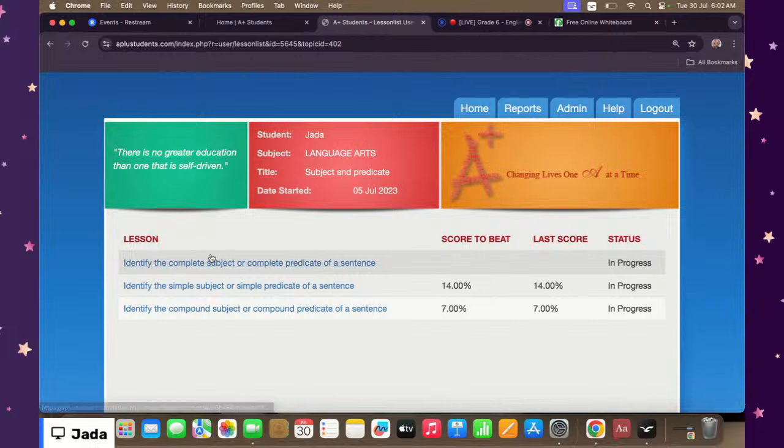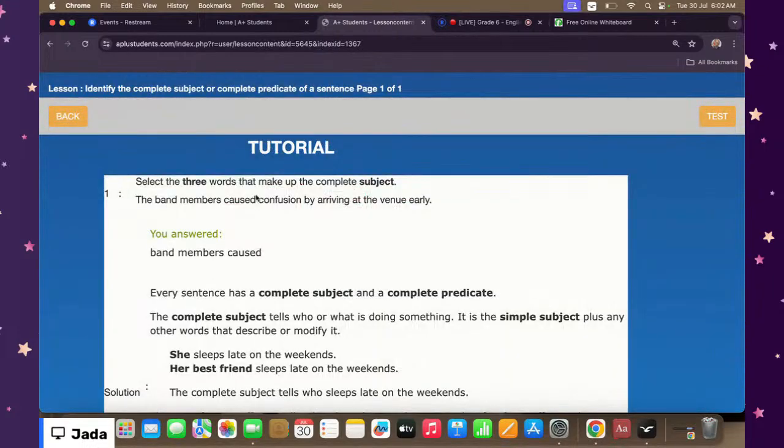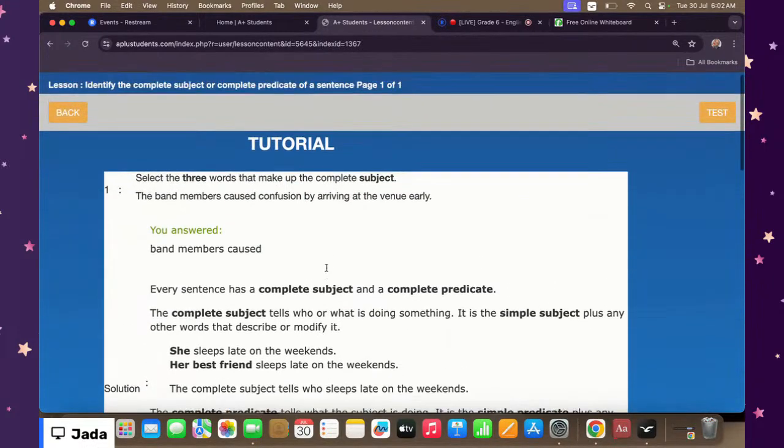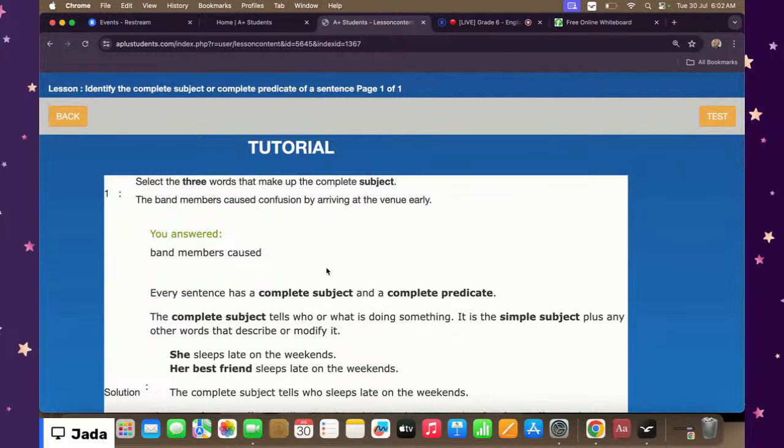Hi, everyone. So, we'll start with the first lesson, which is identify the complete subject or complete predicates of a sentence. So we'll just go through the tutorials, understand the explanation.